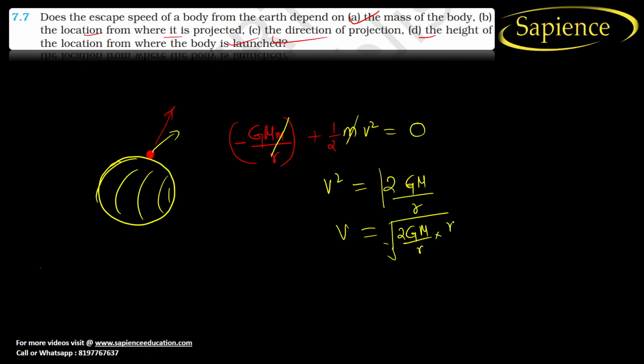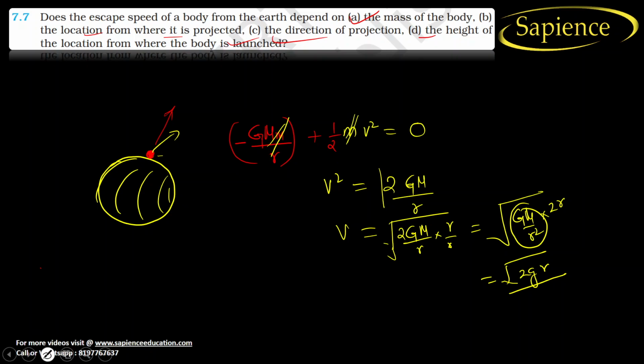If I multiply and divide by R, we get root under GM by R square into 2R. This value GM by R square is small g, that is gravity. So v is root of 2 g R. This is the general formula. Now the question is on which quantity this depends. From here we can see that it does not depend upon the mass of the body, as we have got the cancellation. So the first option will be wrong.